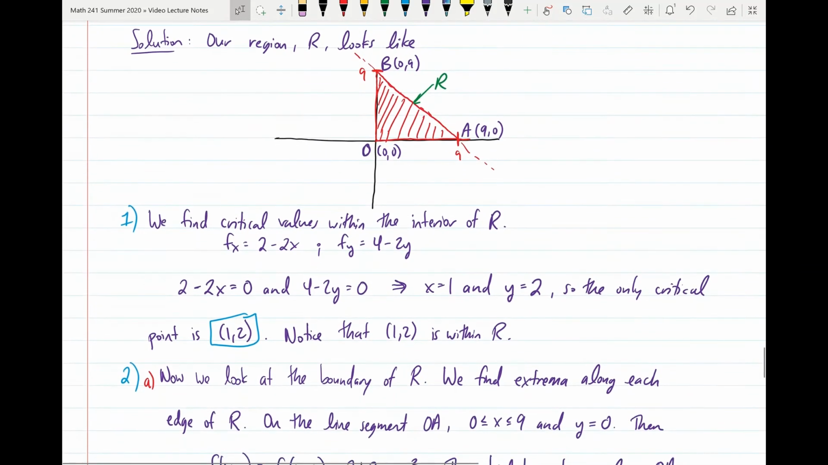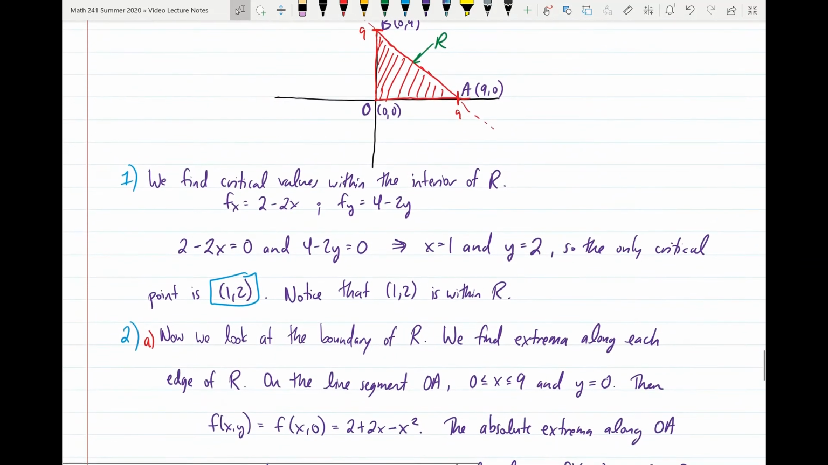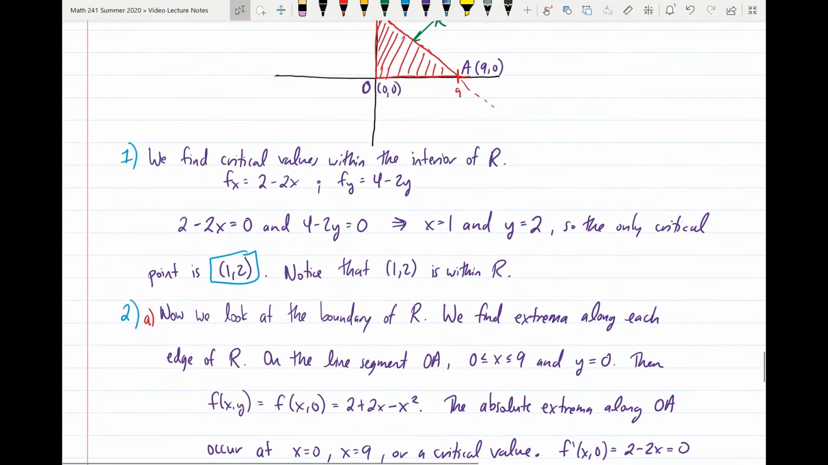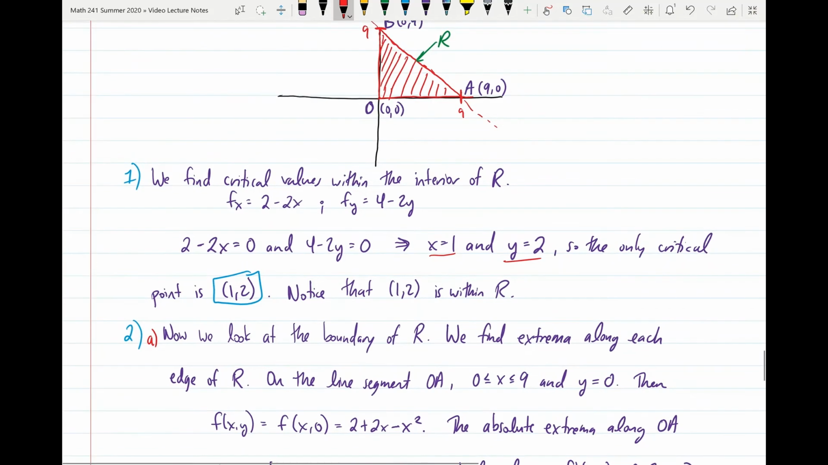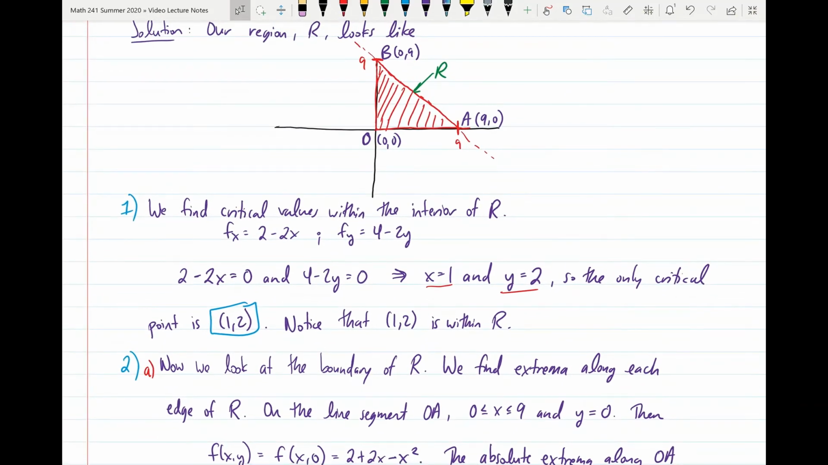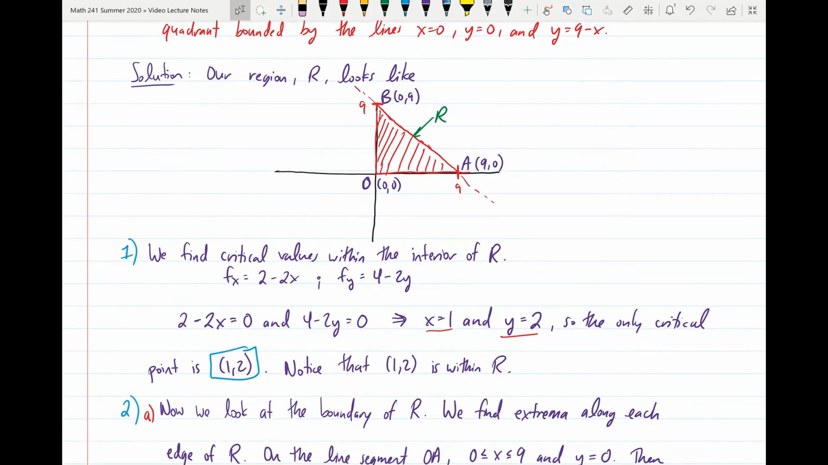Then we can take both of the partial derivatives and set them equal to 0 to look for critical points on the interior. So we have the equations 2 minus 2x equals 0 and 4 minus 2y equals 0. The first equation gives us that x is equal to 1. The second equation gives us that y is equal to 2. So there's only one critical point, and that critical point is (1, 2). It is important to notice that that critical point does in fact lie inside of our region R. If I was going to plot it up here, it would look something like right here, that purple point that I'm drawing.